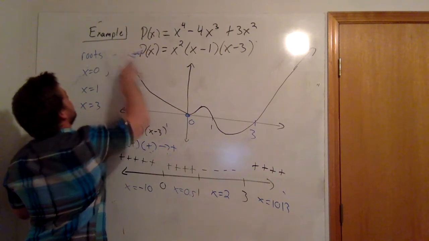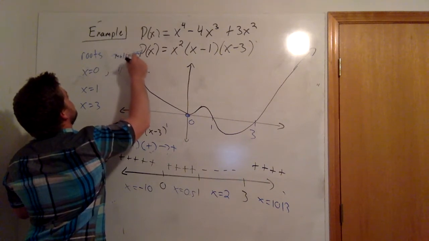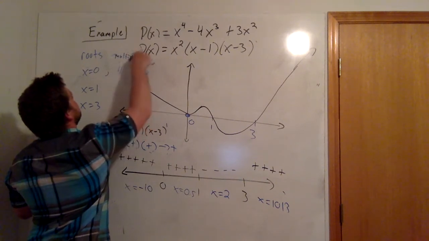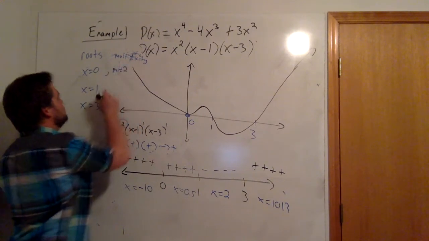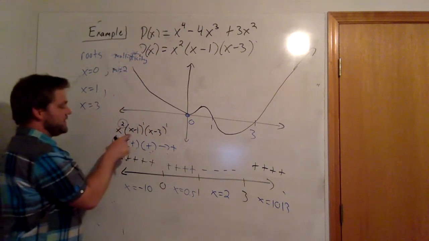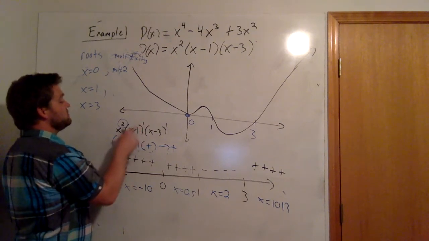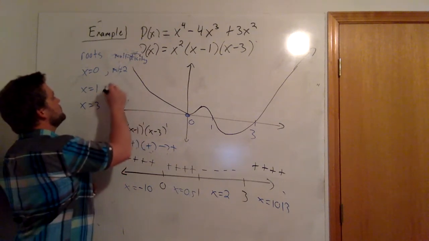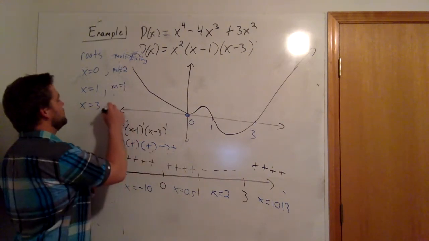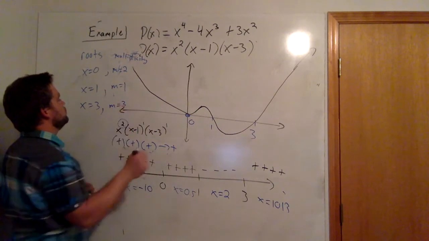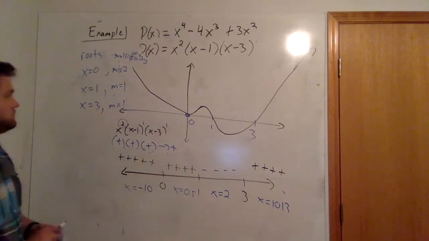Let's write that a little bit better. Multiplicity. Okay, the multiplicity m is going to be 2. The multiplicity of x equals 1 came from this factor. It's to the power of 1, so its multiplicity will be 1. And for 3, its multiplicity will be 1 because the power here is 1.